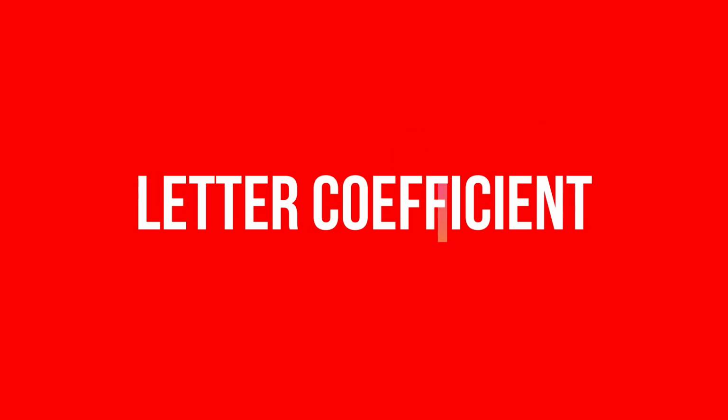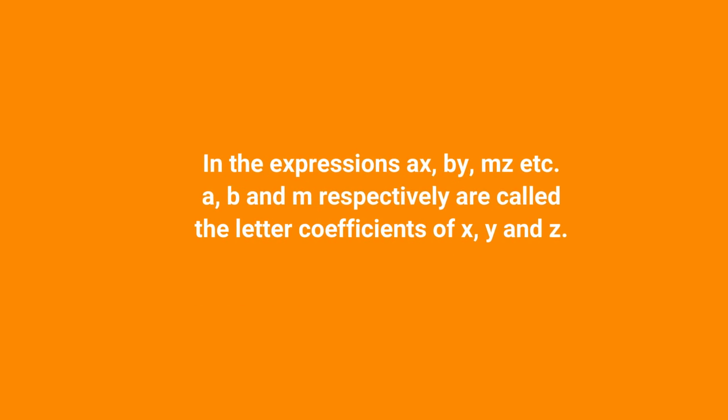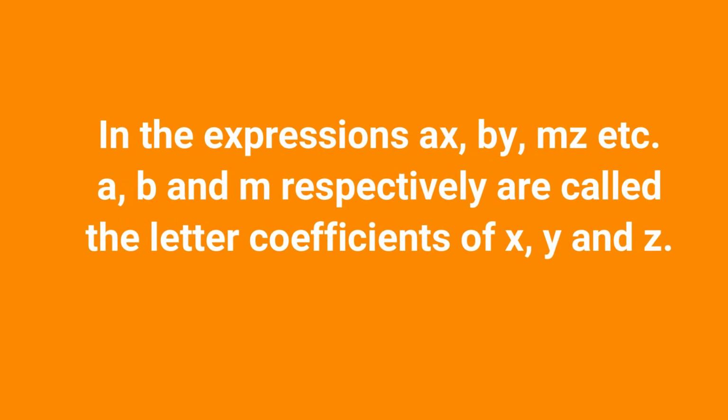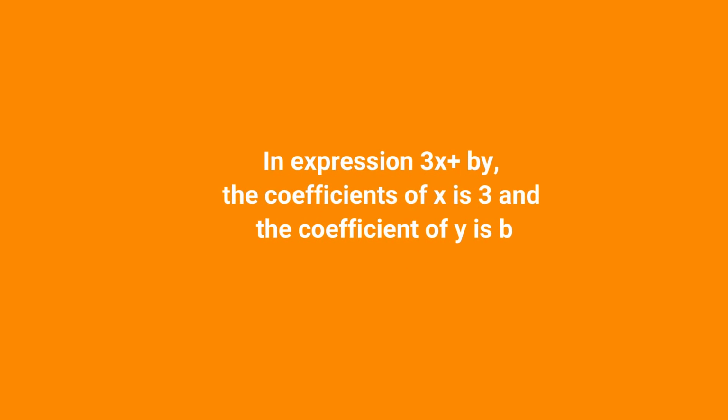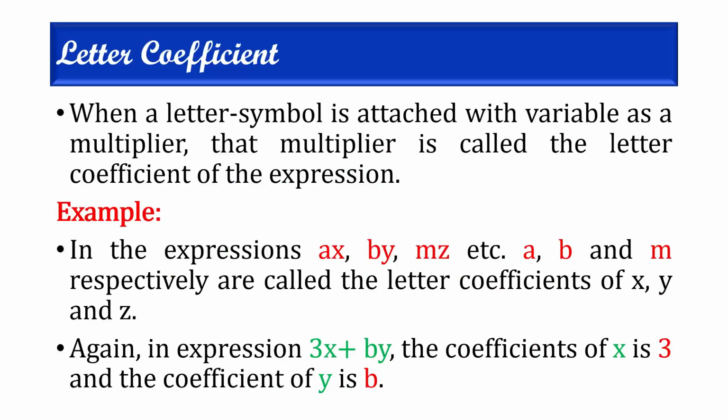What is letter coefficient? When a letter symbol is attached with variable as a multiplier, that multiplier is called the letter coefficient of the expression. For example, in the expressions ax, by, mz, etc., a, b, and m respectively are called the letter coefficients of x, y, and z. Again in expression 3x plus by, the coefficient of x is 3 and the coefficient of y is b.